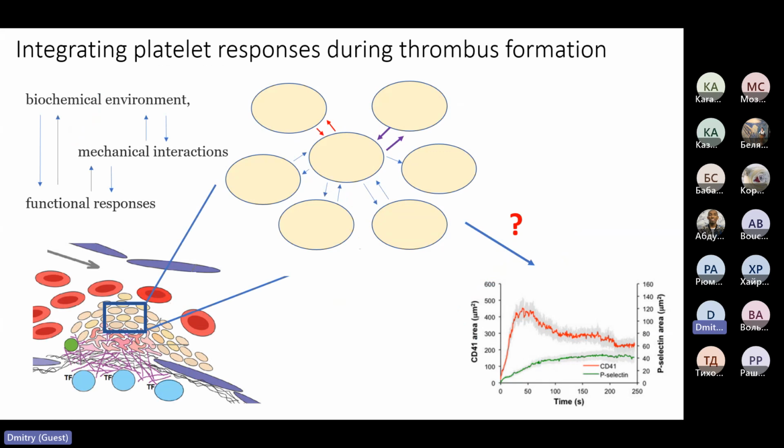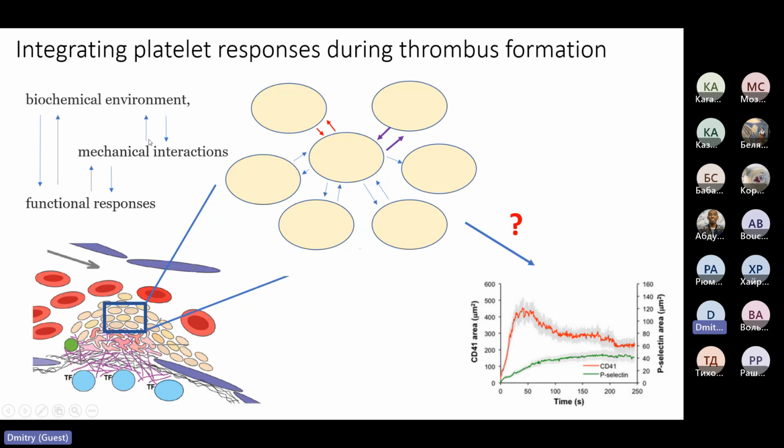So the problem when we try to understand what's going on inside the thrombi is that here we have a lot of processes going on, and we can distinguish several things. For example, the local biochemical environment. It actually influences the mechanical interactions of platelets, because this environment leads to different functional responses.